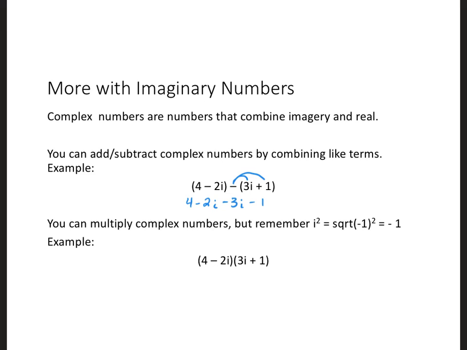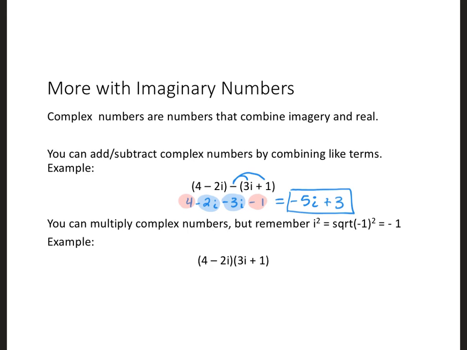Your i's, or imaginary parts, are like terms. So negative 2i and negative 3i can combine to negative 5i. And I can also combine my non-imaginary or my real parts. 4 and negative 1 can combine to 3. So this would be negative 5i plus 3.